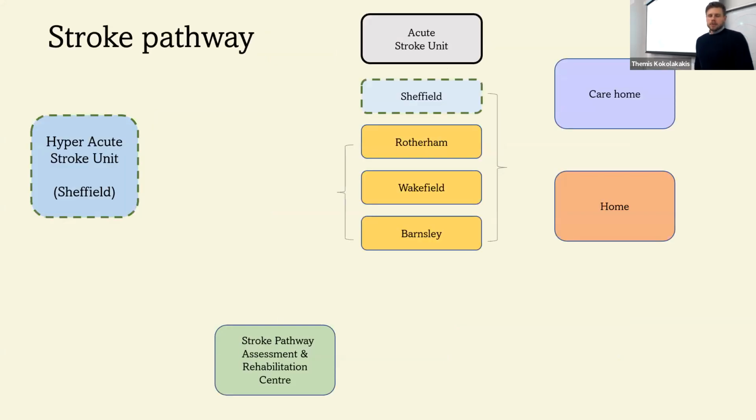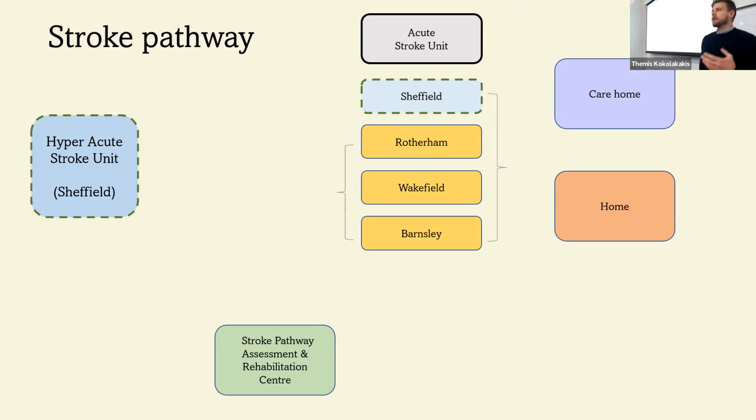I've put this slide up just to highlight the complexity of the stroke pathway and to demonstrate how difficult it can be to recruit people for this type of intervention. So Sheffield is home to the hyperacute stroke unit for South Yorkshire, also known as a HASU. So people from Sheffield, Rotherham, Wakefield, Barnsley, or sometimes Chesterfield, if they have a stroke, will have their emergency treatment at the hyperacute stroke unit.